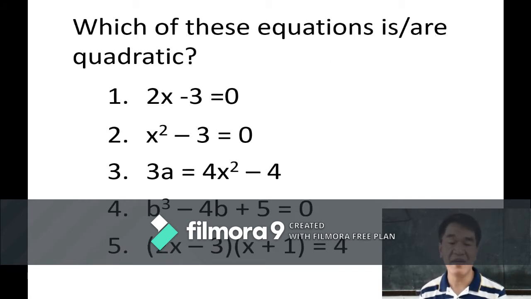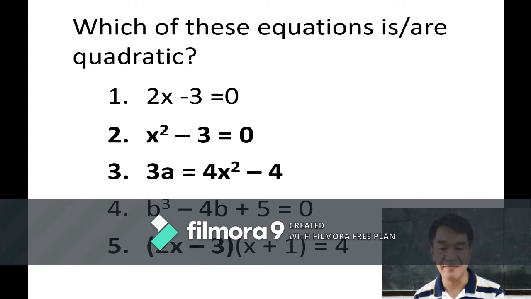Now, I have here 5 equations. Can you pick which of these 5 equations is a quadratic equation? You pick now. If you have chosen number 2, you are correct. How about the next one? It will be number 3, the third one. And then another one is number 5.